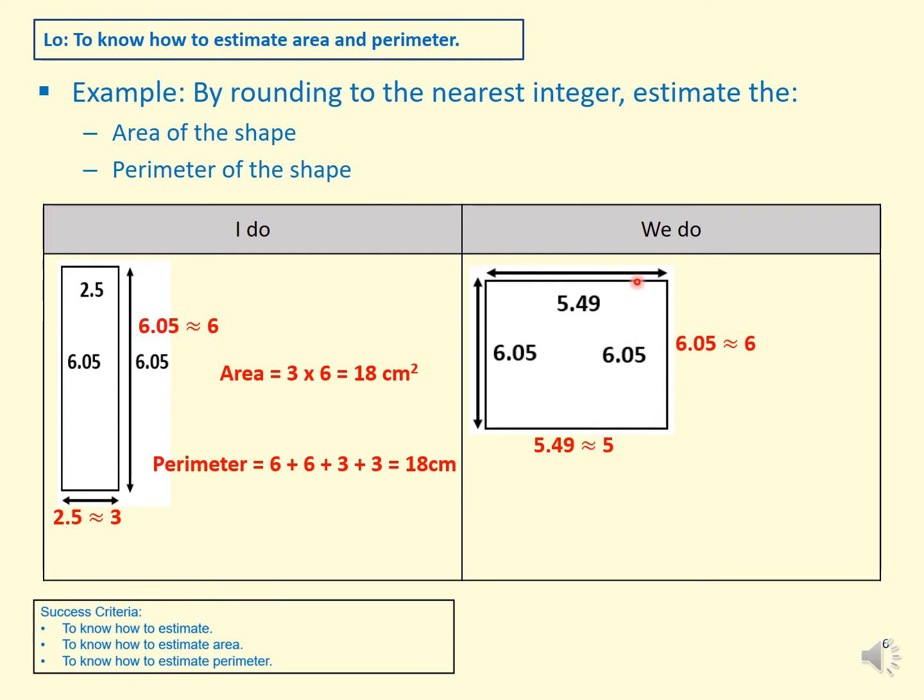5.49 rounded to the nearest integer is going to be 5. Now I have length and width both. So for finding the area of a rectangle, I multiply length and width. So I get 30 centimeters squared for area, and for perimeter I go around the shape and add up everything, so I get 22 centimeters for perimeter. Very well done if you managed to do this one right.